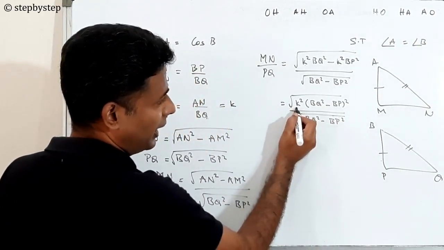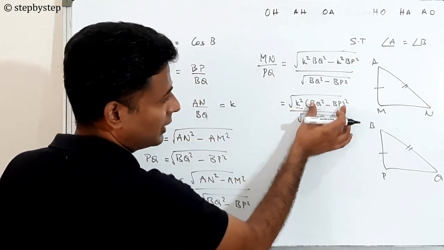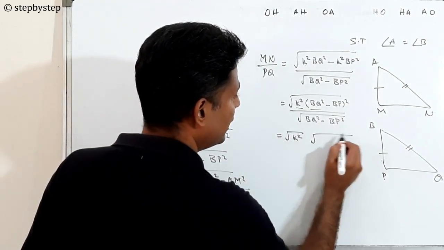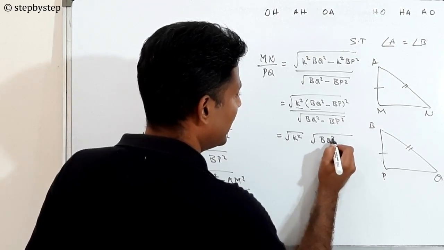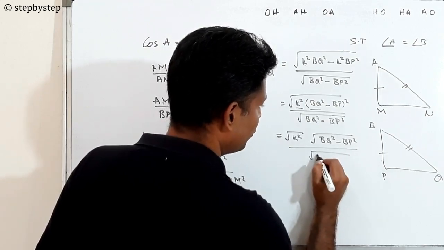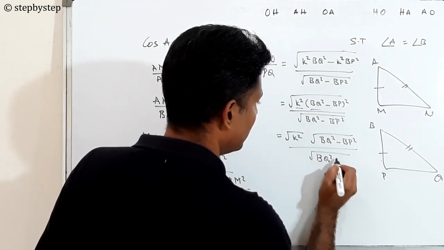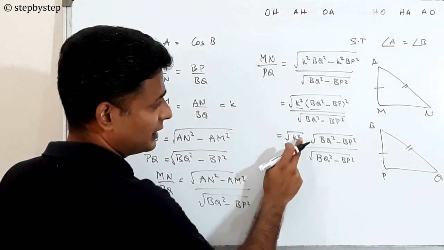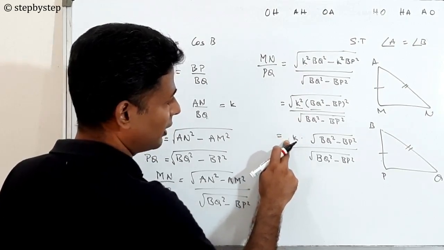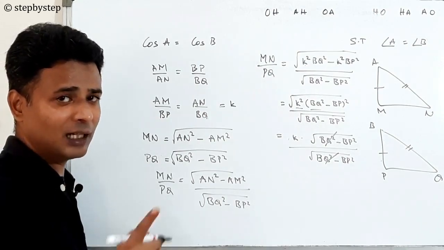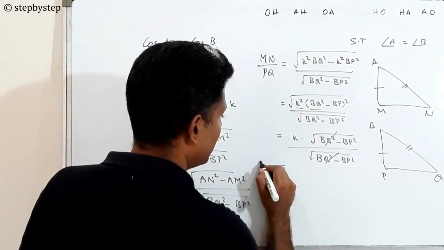Now this is of the form A into B, this thing into whole thing. So I can split it, right? I can write it as root of K square into root of BQ square minus BP square by root of BQ square minus BP square. Now root of K square is K, right? Root of K square will be K, and these are the same, so I can cancel.